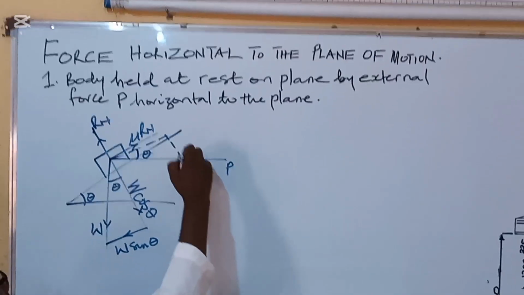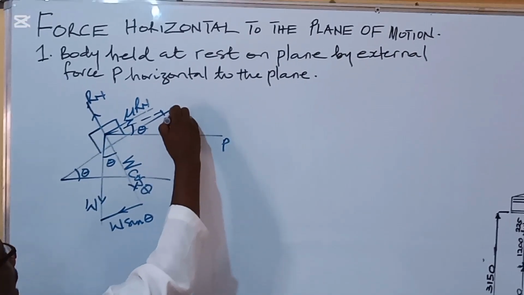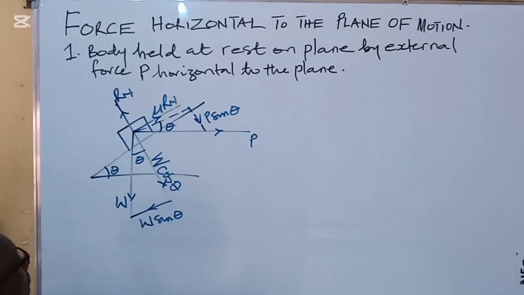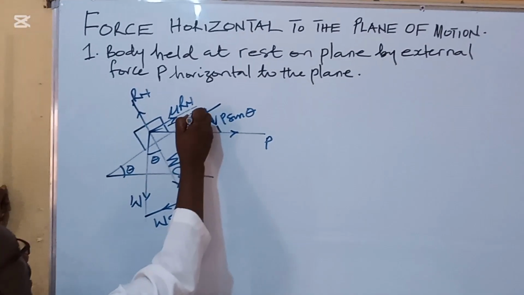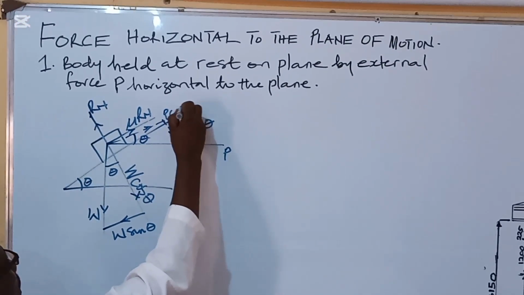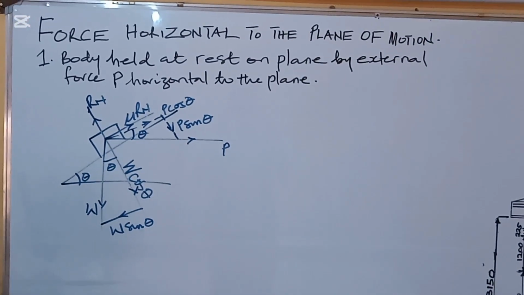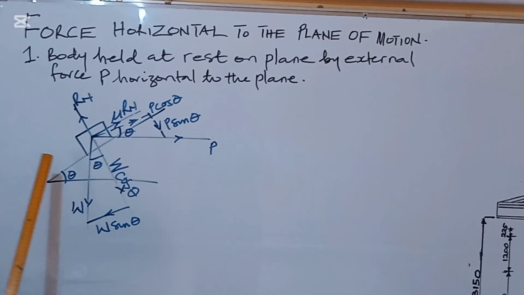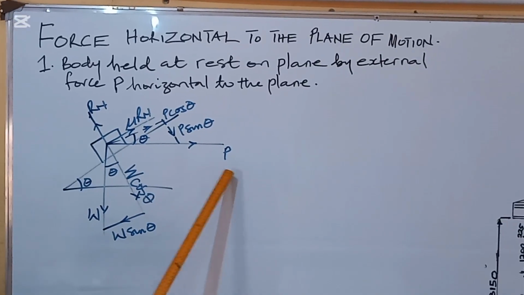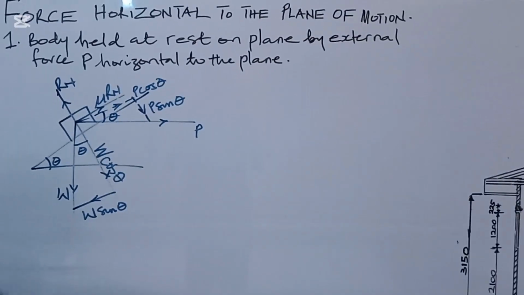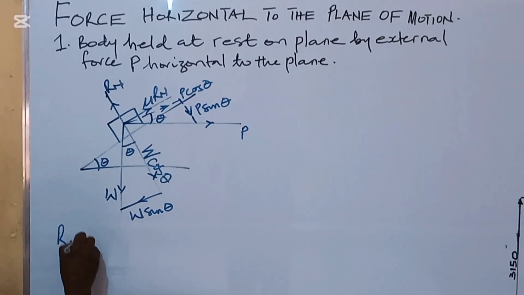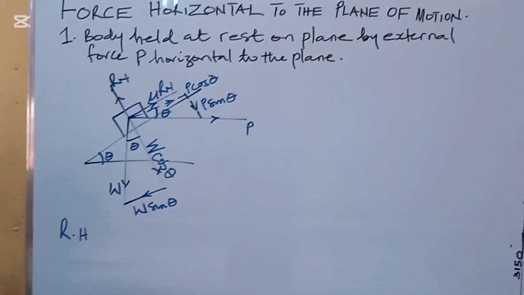Now, if we resolve this P vertical, it will be what? P sine theta. And then mark you, this component will be P cos theta. By far, these are the forces acting on this body as a result of the horizontal force P. Now, assuming we resolve the system of forces, let's say in the horizontal direction, we'll have what?